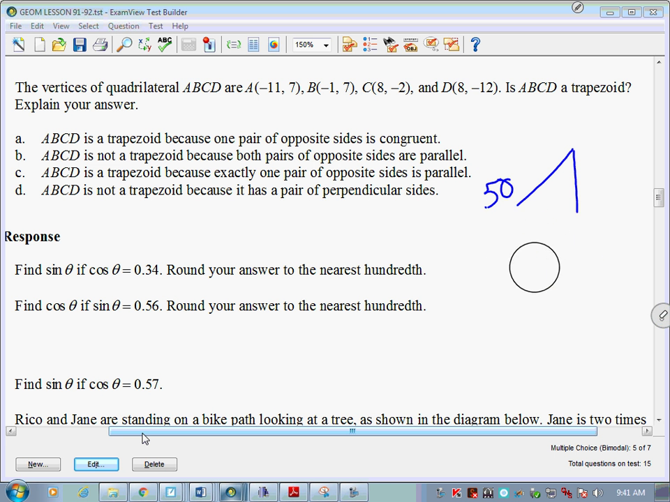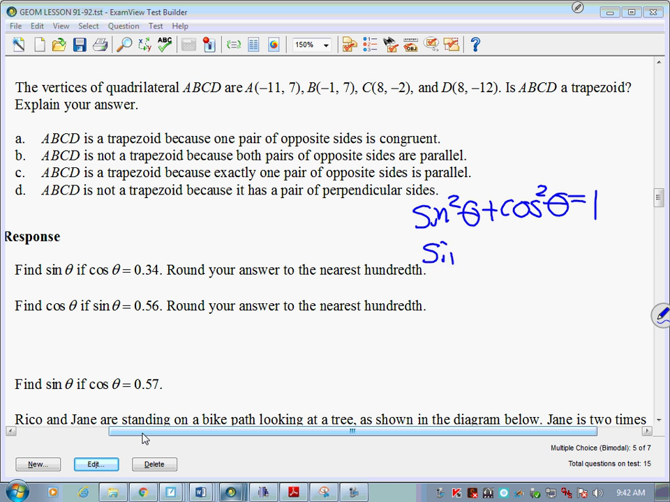But there is another way to do this that uses one of the principles we learned fairly early on, and that is that sine squared theta plus cosine squared theta equals 1. Did we see this at the beginning? Yes. Okay. So let's look at it like this. Sine squared theta plus cosine squared theta, and cosine there is 0.34. So 0.34 squared equals 1. All right, so what's 0.34 squared?